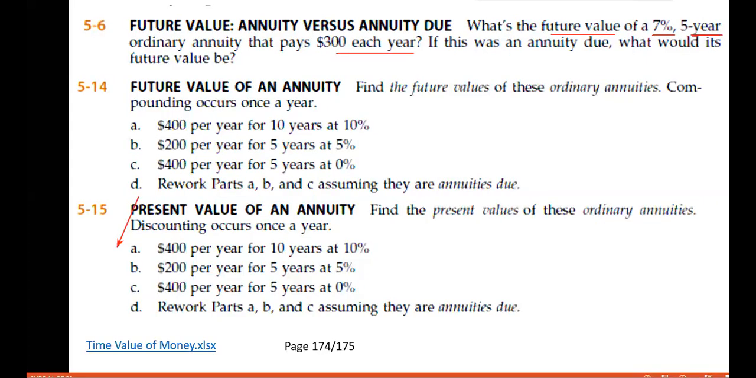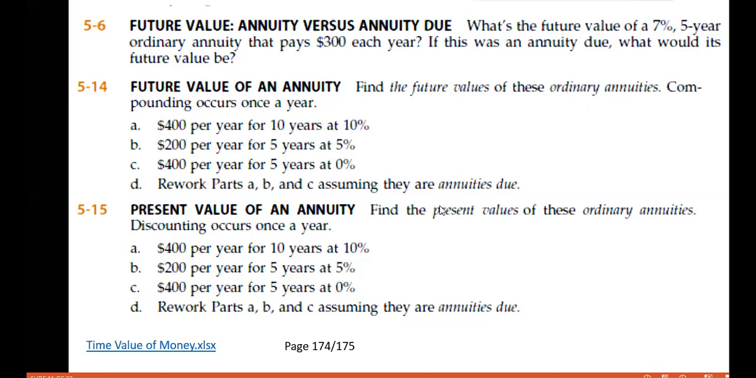So the next is 5-14, future value of an annuity. Find the future values of these ordinary annuities. Compounding occurs once in a year. So the A part is $400 per year for 10 years at 10%. B, $200 per year for 5 years at 5%. C, $400 per year for 5 years at 0%.